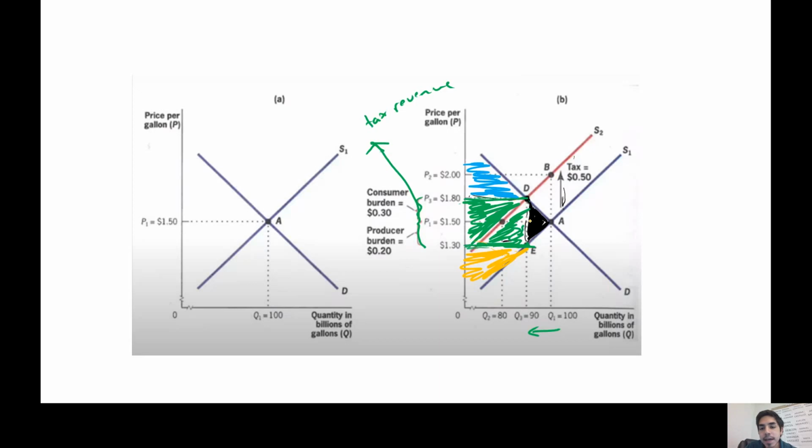But we can see, with the tax, it distorts incentives, right? So this black area becomes deadweight loss. Those are market transactions that, if we left the market alone, would take place, but don't take place, right? So this becomes deadweight loss.